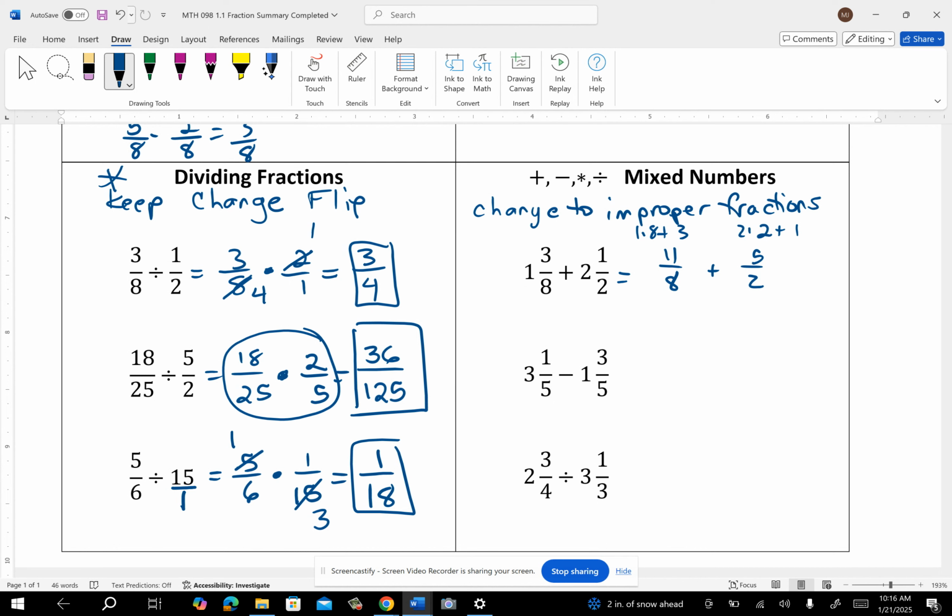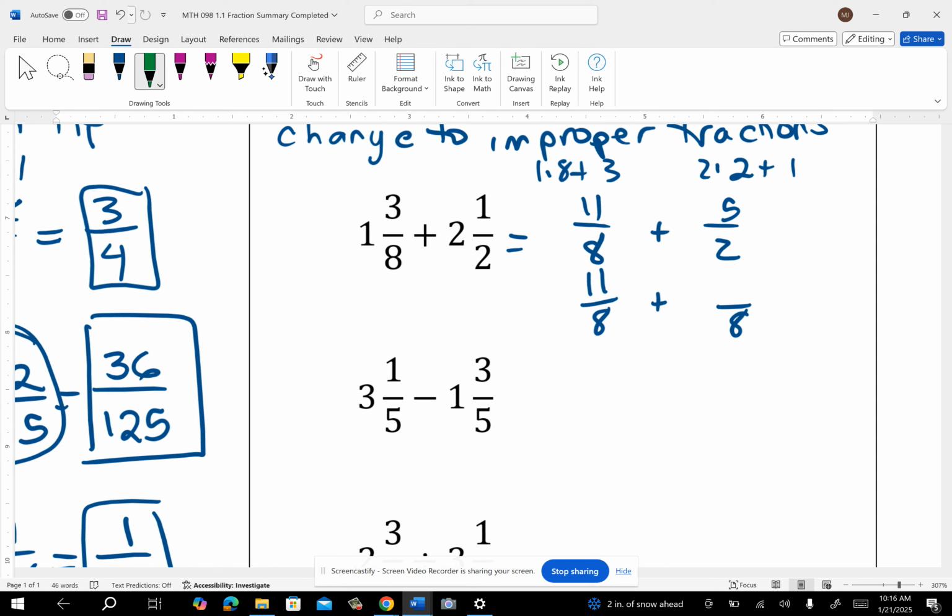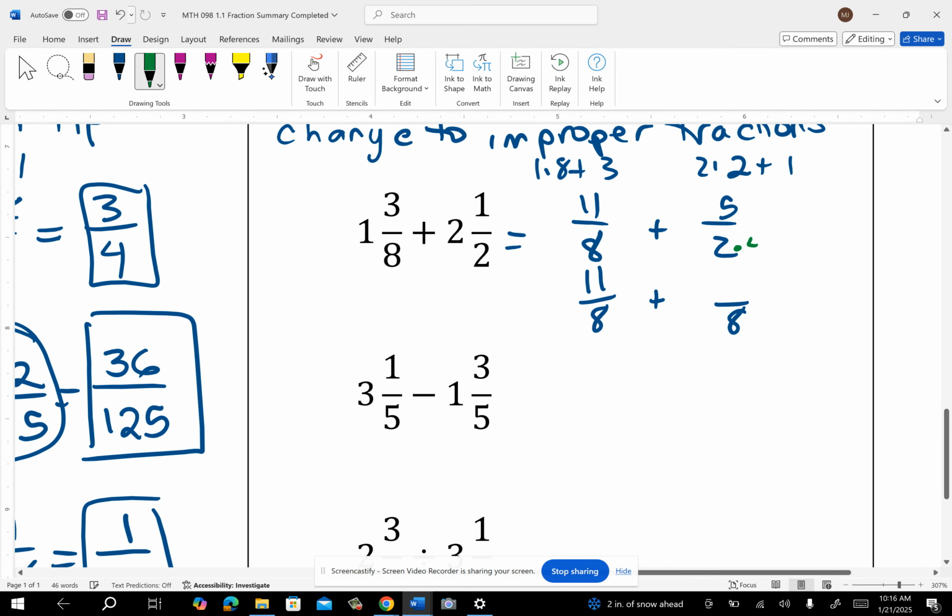We're adding, so we need common denominators. So I could use 8. So the first fraction would not have to be adjusted at all. But the second fraction, I would have to change that denominator into 8s. So I'm going to multiply by 4 top and bottom. All right, then that's going to turn out to equal 11 plus 20 would be 31 over 8.